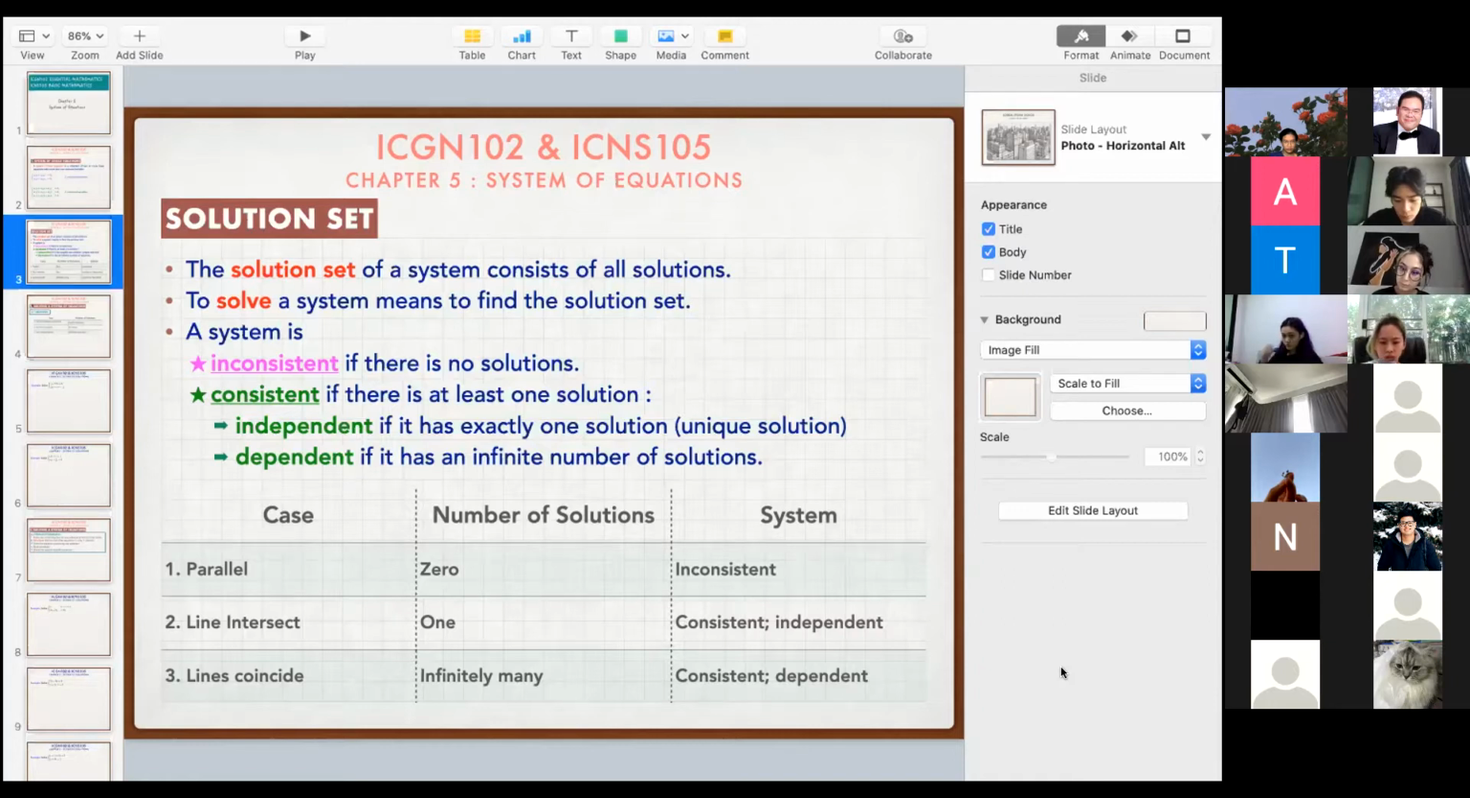But if you have lines that coincide, that means the lines lie upon each other. This one is coincident lines. For this one you can see that the answers for x and y here are infinitely many, so the system here is what we call consistent and dependent, because these values go together everywhere. They coincide, something like that.